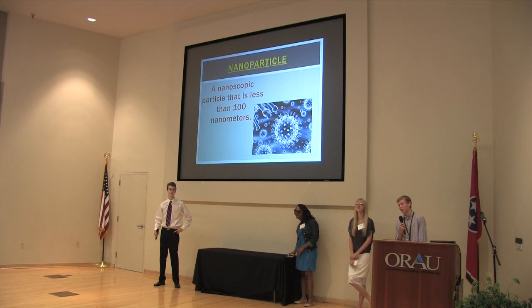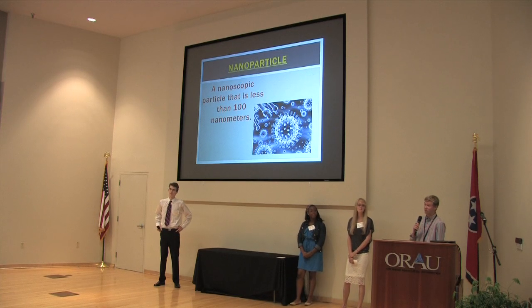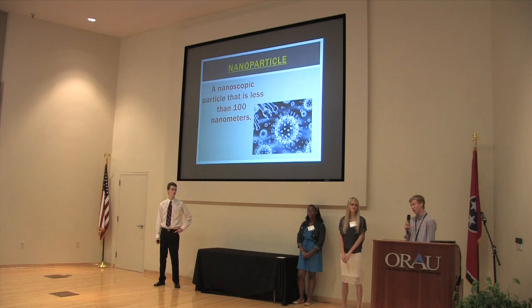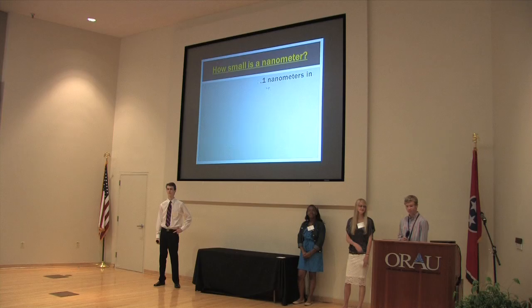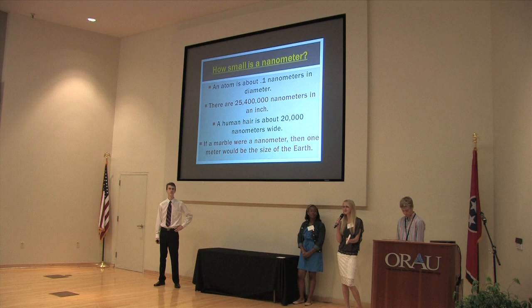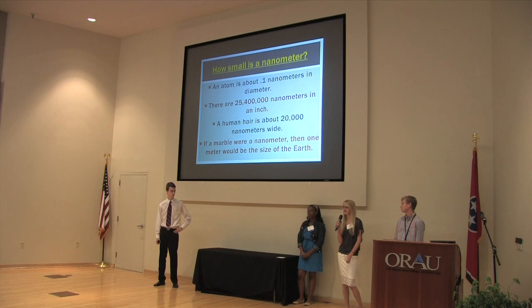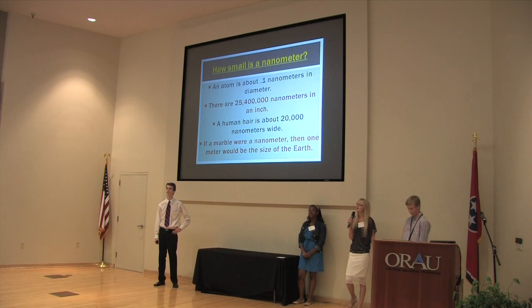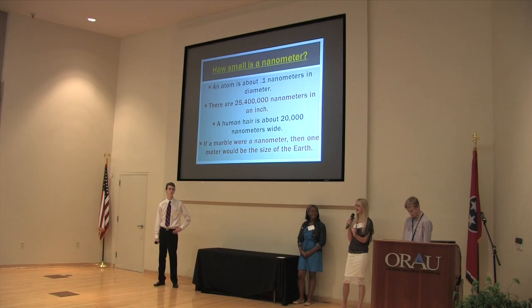By now, you're probably wondering what a nanoparticle even is, and we're here to tell you that a nanoparticle is a nanoscopic particle that is less than 100 nanometers. So basically, it's really small. So how small really is a nanometer? There are 10 atoms to make one nanometer, and if you take a piece of hair and look at the width of it, there are 20,000 nanometers in that one little piece of hair. And there are 25,400,000 nanometers in an inch, and if you took a marble and pretended it was a nanometer, the width of the entire Earth would be 1 meter.